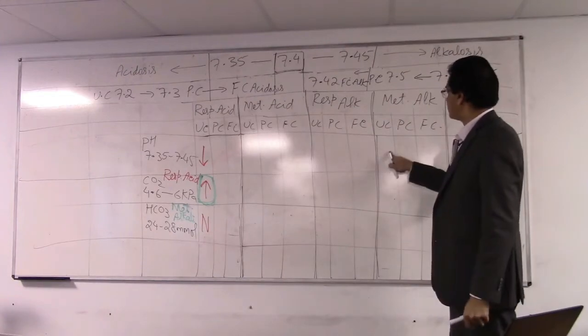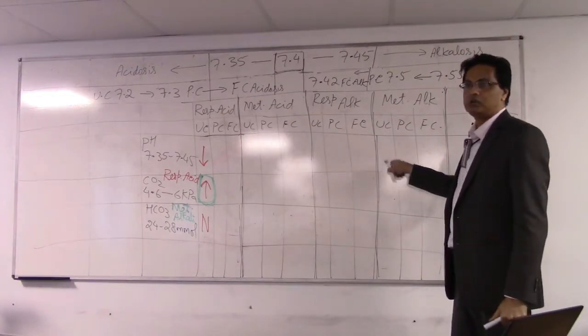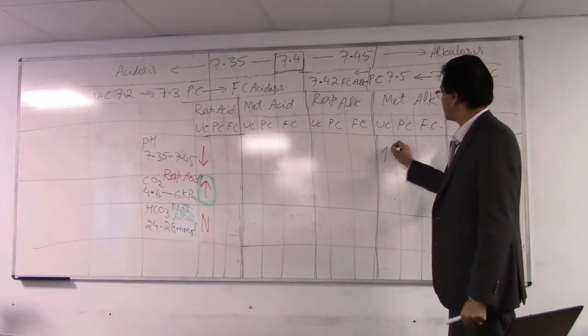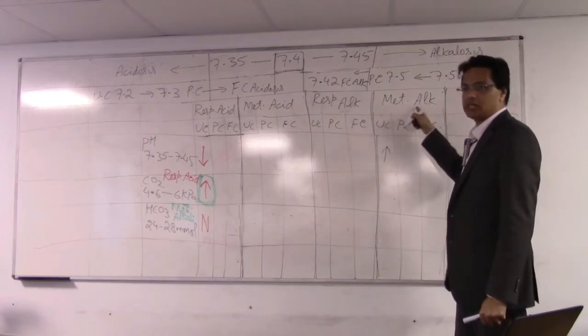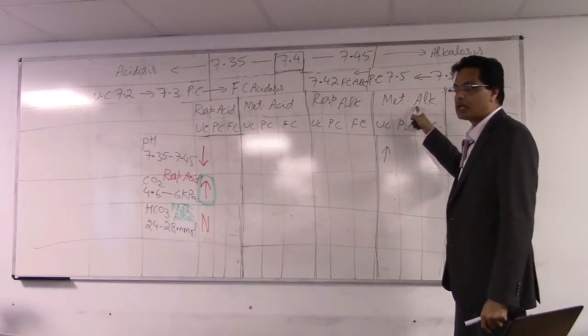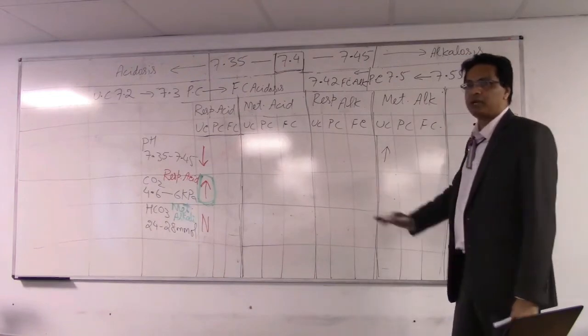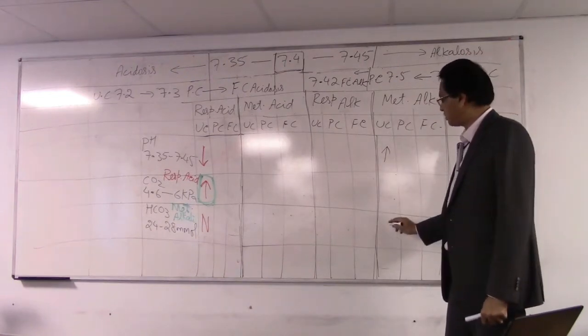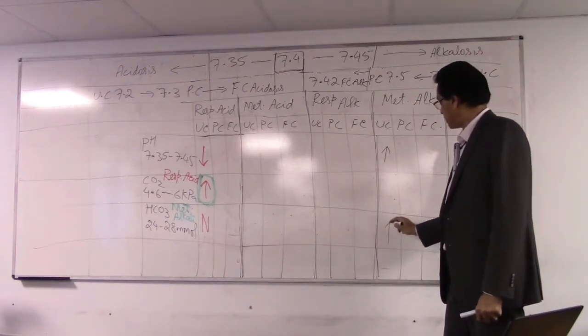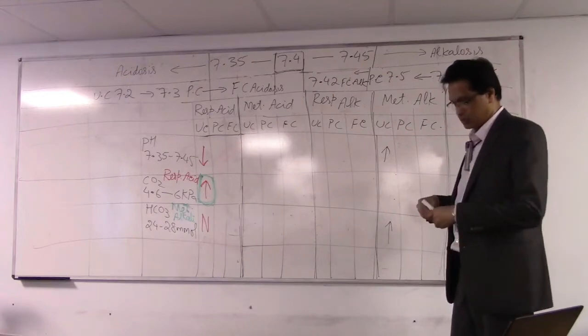So the pH is high or low? High. Alkalosis means pH is high. What is the primary pathology in metabolic alkalosis? Bicarbonate will be high. So put the arrow there. Bicarbonate high. That's the primary pathology.